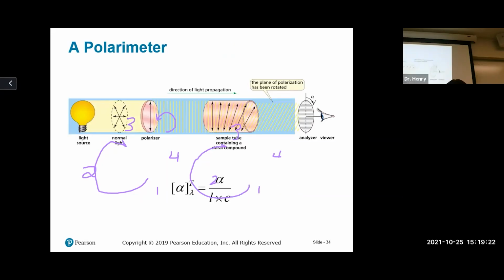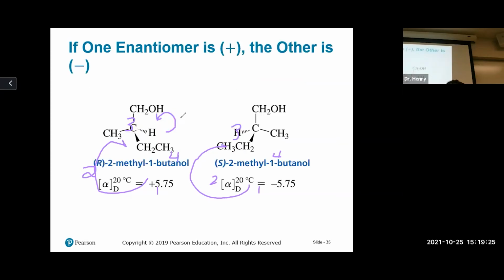Okay. So here is an example. This enantiomer is positive, and this enantiomer is negative. I just said that R enantiomers can be positive or negative, and S enantiomers can be positive or negative. If your R enantiomer is negative, then your S enantiomer must be positive. Get that?